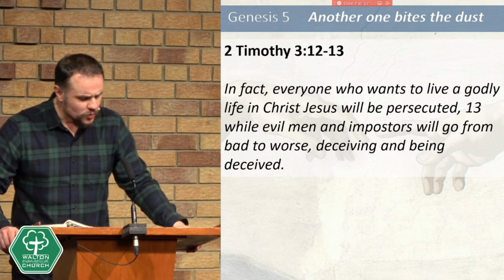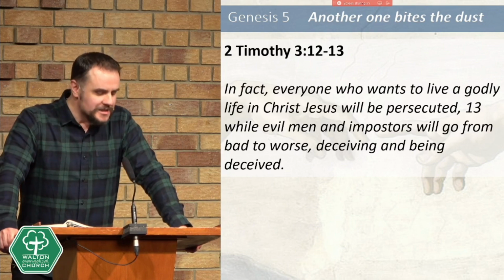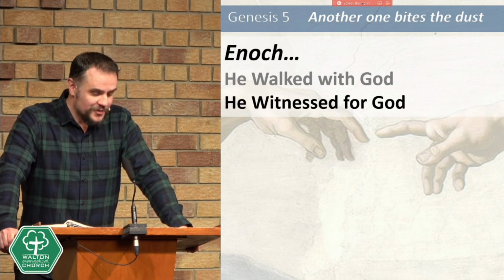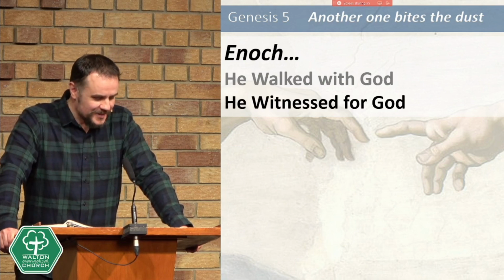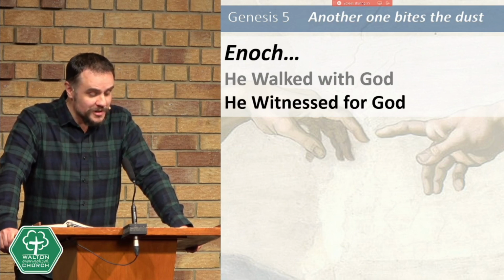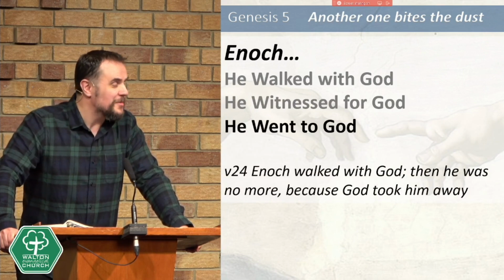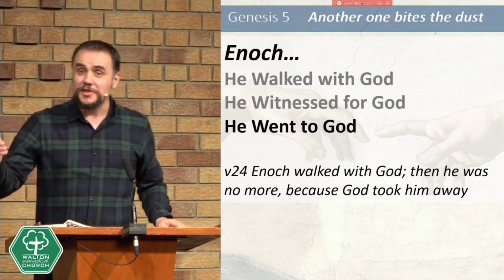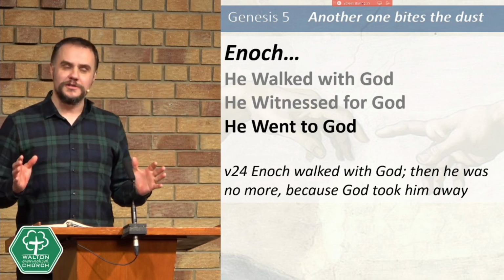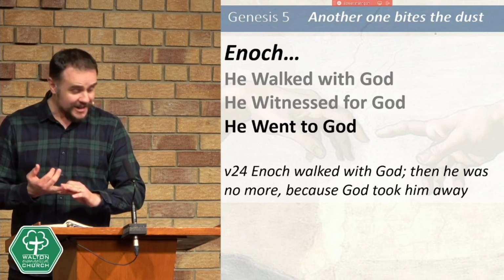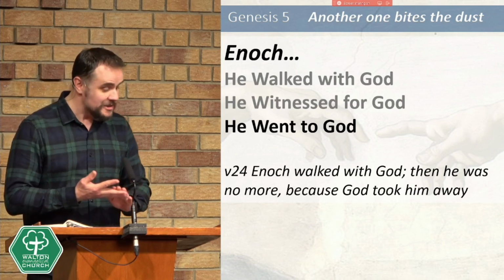Enoch continued to walk with God until one day, at apparently the still young age of 365, verse 24, Enoch walked with God, and then he was no more, because God took him away. So the third W, he went to God. Here is a man who walked with God, who witnessed for God. That's what his life was like. And the final thing we know about him is he went to God.